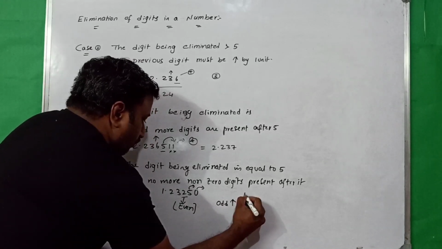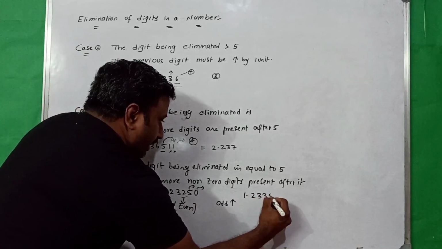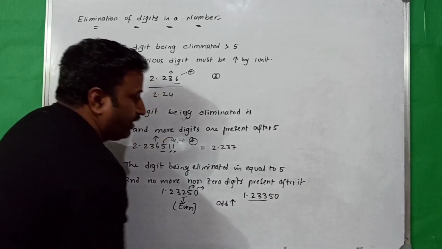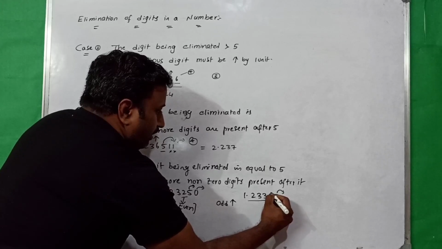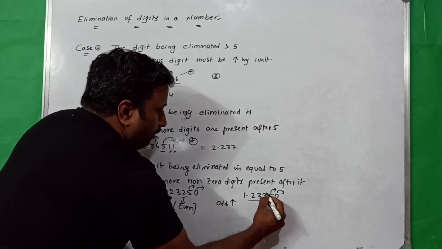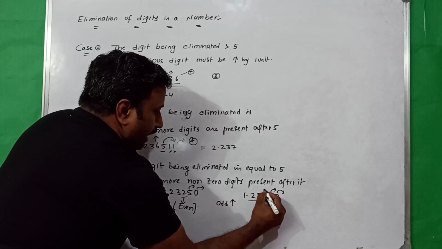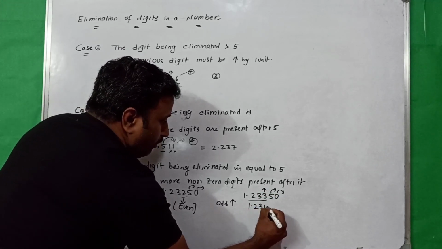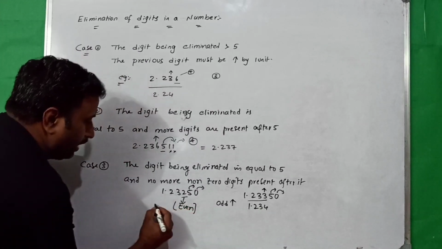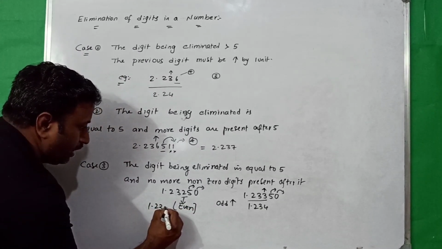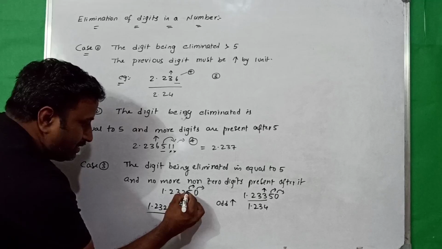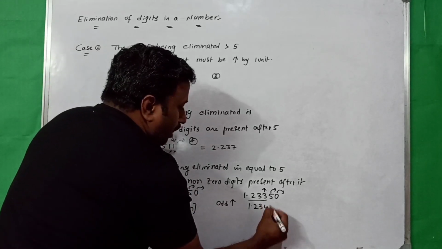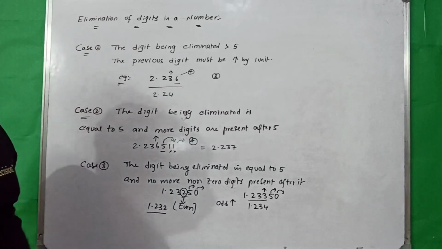Example, 1.23350. So we have to write this in terms of 4 significant figures. 0 is being eliminated, 5 is eliminated, but the previous digit is 3, which should be raised by 1 unit. Then answer is 1.234. In the earlier example the answer is 1.232. If the previous digit is even, no need to raise. If the previous digit is odd, it should be raised by 1 unit.